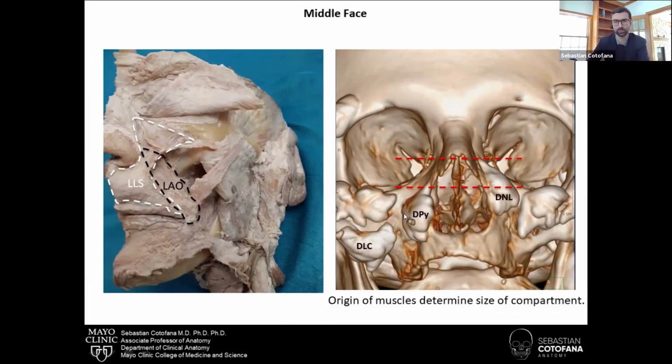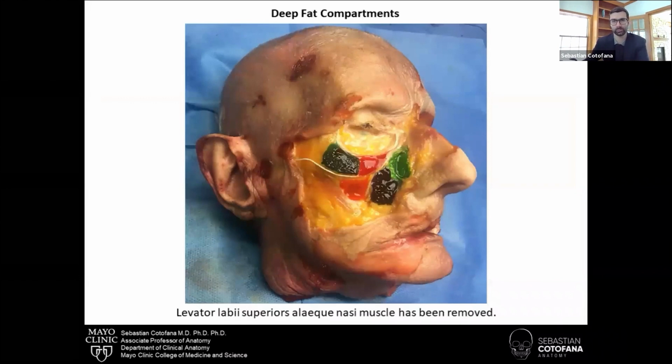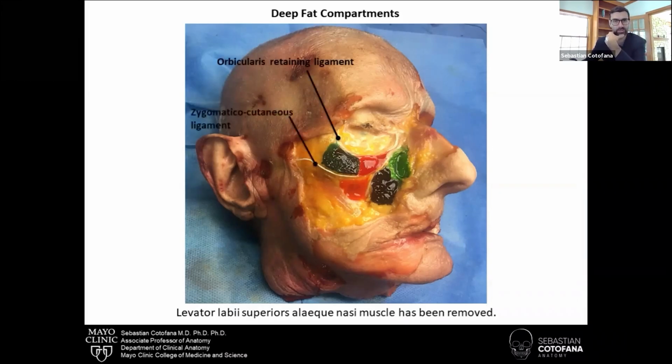So it's very important to know, especially when you treat the piriform fossa with deep injections, that you inject into the deep piriform space, because it's a bounded compartment where you have exactly those structures located. And if you want an overview of all of the fat compartments, they can be found in this instance. So you have the orbicularis retaining ligament, the zygomatic cutaneous ligament, the zygomaticus major muscle, the angular vein, and the infraorbital foramen.